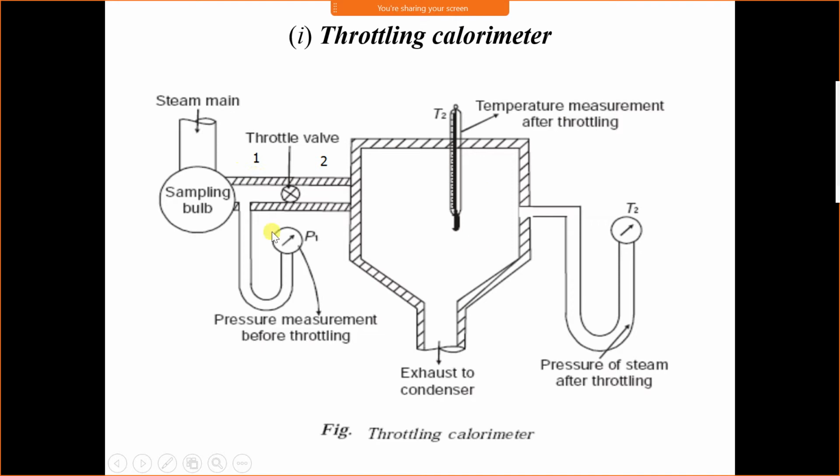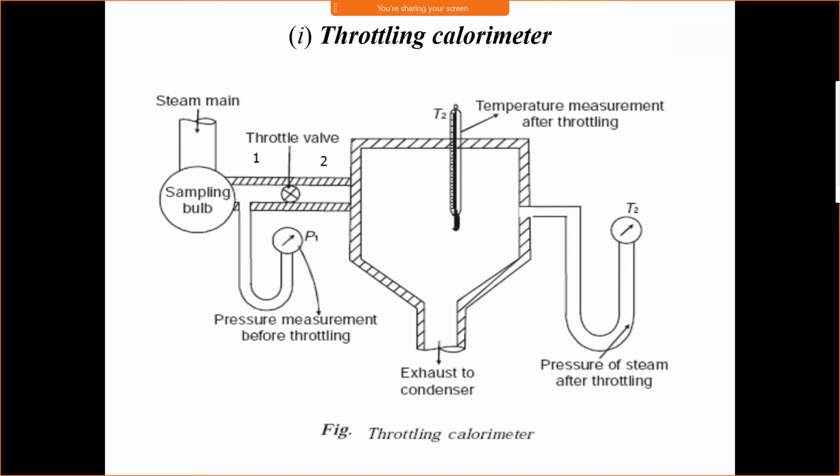Now look at the figure. This is a sampling bulb. Through the sampling bulb, a sample of wet steam is collected. Now in throttling calorimeter, the dryness fraction of wet steam is measured. Dryness fraction of wet steam will always be measured because if the dryness fraction is given, it means the steam is wet.